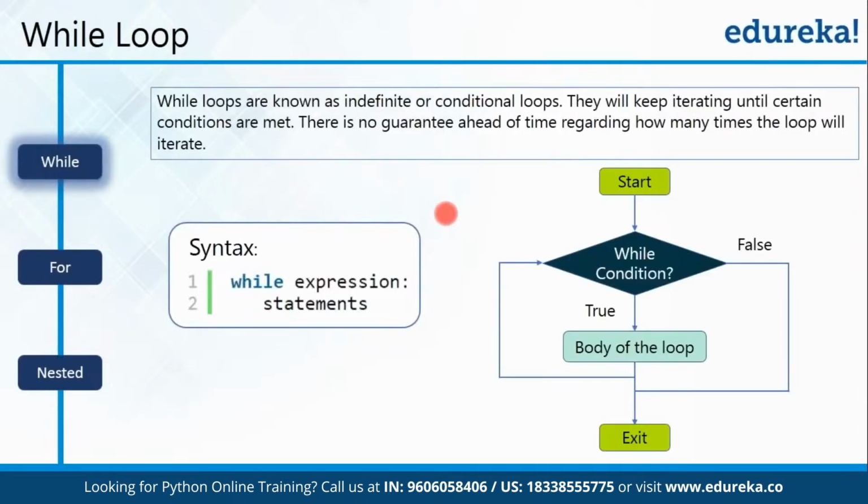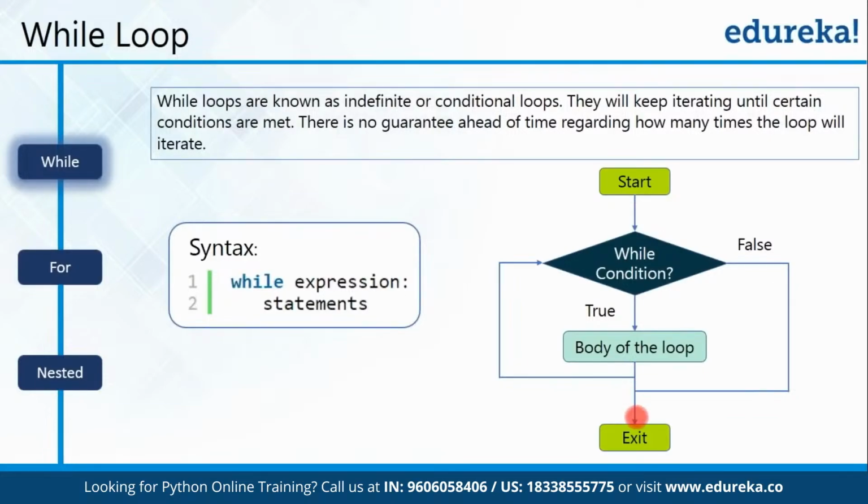So while loop is basically used when you don't know how many iterations are required. So let me explain this with the help of the flowchart that is there in front of your screen. Now over here what happens, the control will move inside the loop only when this while condition is true. And when it is true, it will execute the body of the loop. And then again it will go back and see whether the condition is still true or not. If it is still true, then again it will execute the body of the loop and it will keep on doing that until the condition becomes false.